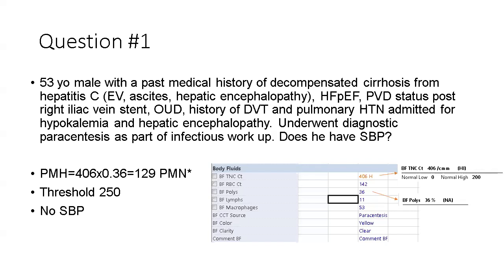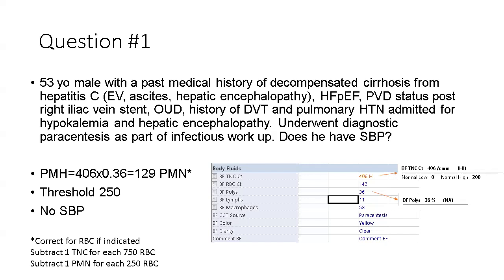And then Mary Griffin asked about the red blood cells. You can subtract 1 TNC for each 750 red cells, and then 1 PMN for each 250. This one is a pretty good tap, so you're really not going to correct. So this one's pretty accurate. Just remember total cell count: these are percents. You take your total nucleated cells, your total white blood cells, and multiply it by your percent. That's how you get your PMNs.